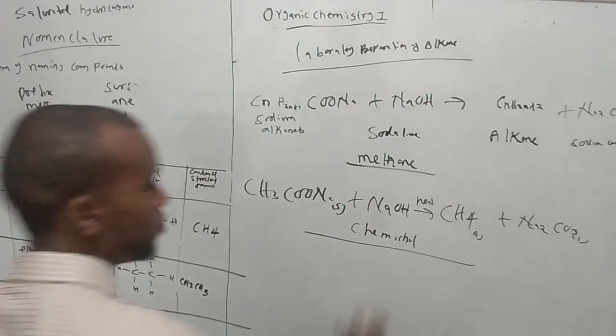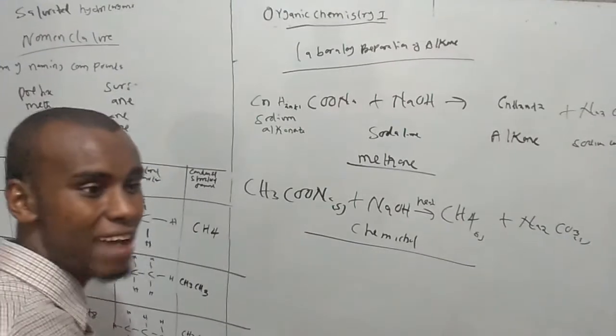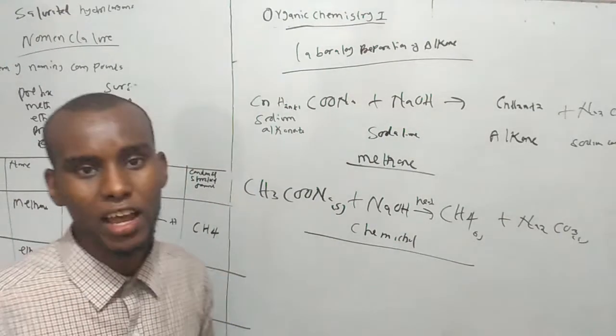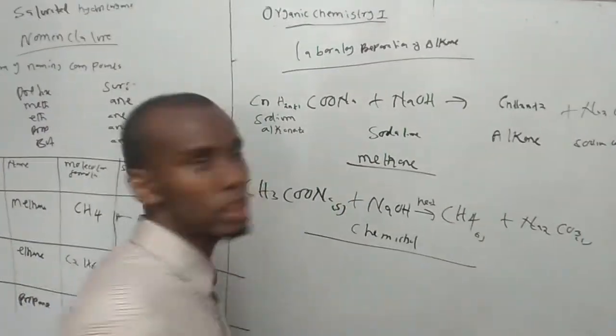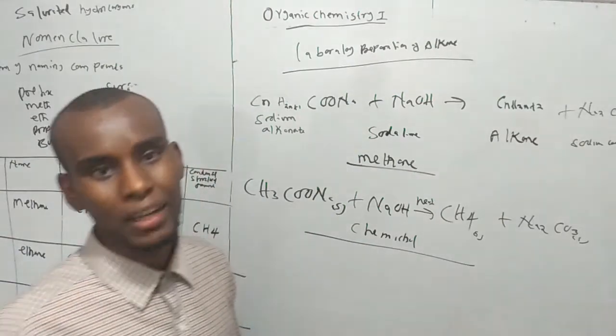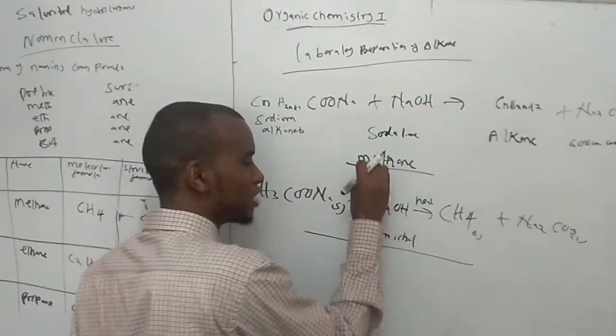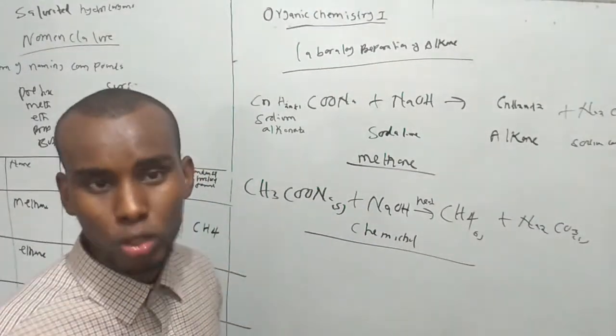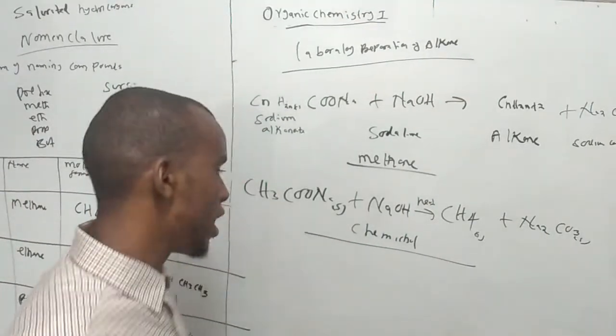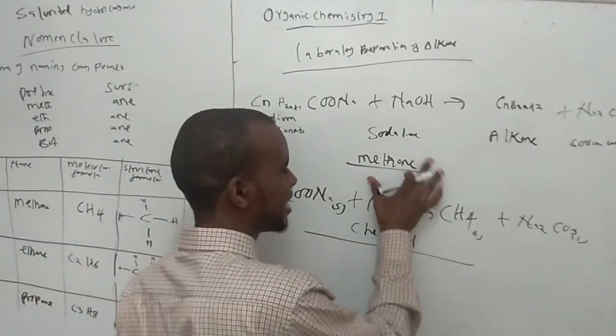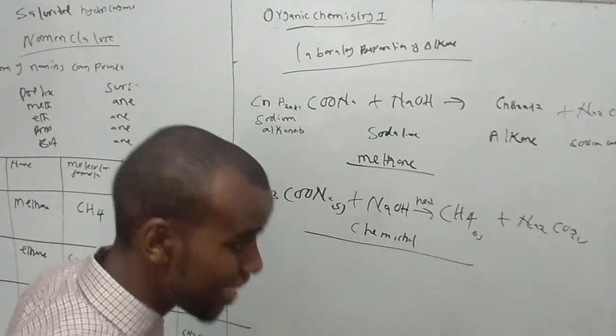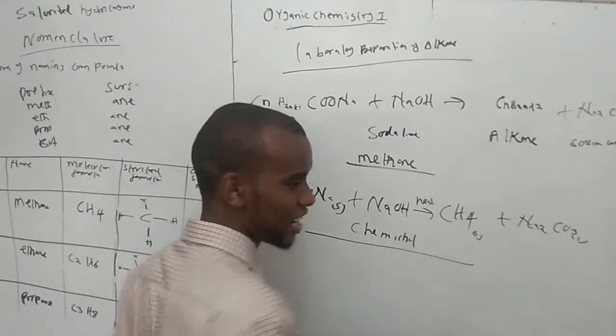But for the case of methane, we may have where we have sufficient air or limited air. When the air is sufficient, it forms carbon 4 oxide and water. But when air is not sufficient, it forms only carbon 2 oxide. But generally, when alkanes react with oxygen gas, they form carbon 4 oxide and water.